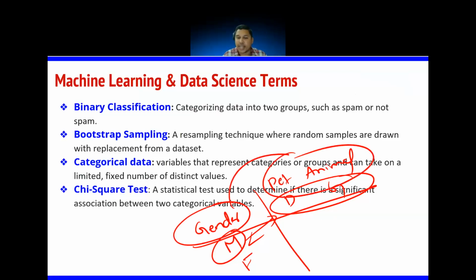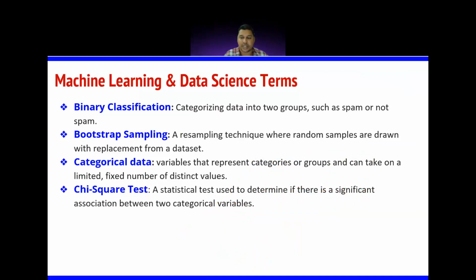By seeing the data, you cannot say that men are always preferring dog and female people or women are always preferring cat. We cannot say that. You have to do some kind of testing technique. That testing is your chi-square test.